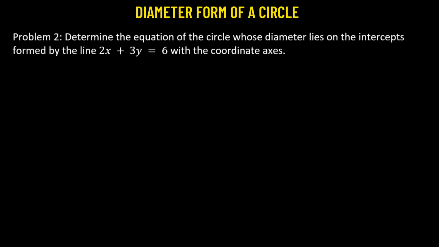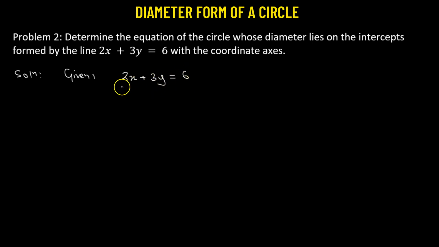So in problem number 2, we need to determine the equation of the circle such that its diameter lies on the intercept formed by the line 2x plus 3y equals 6 with the coordinate axes. Let's first try to understand it. So we have the line. We'll start with the given equation of the line. So we have 2x plus 3y equals 6.